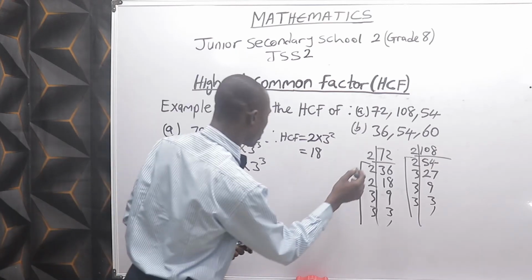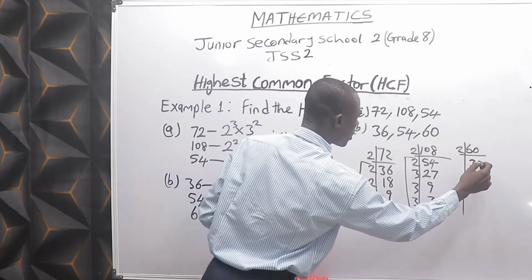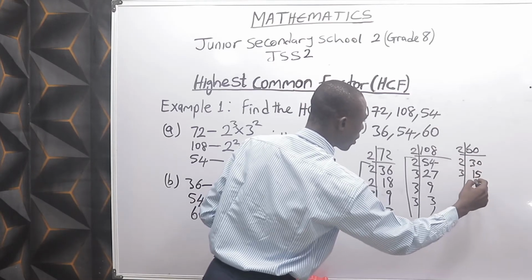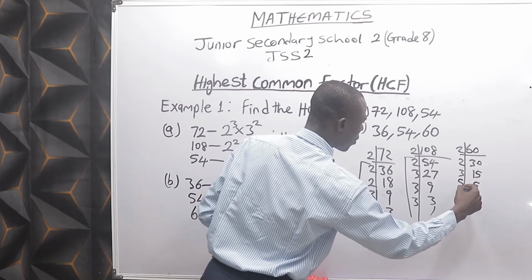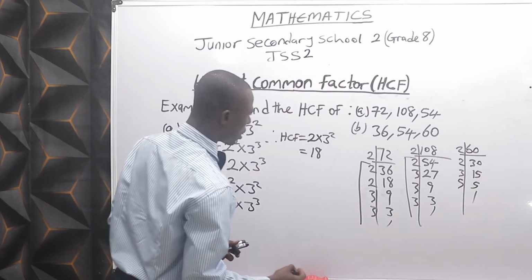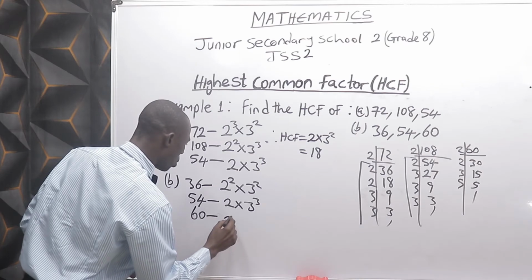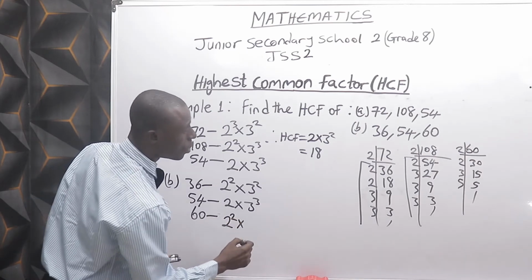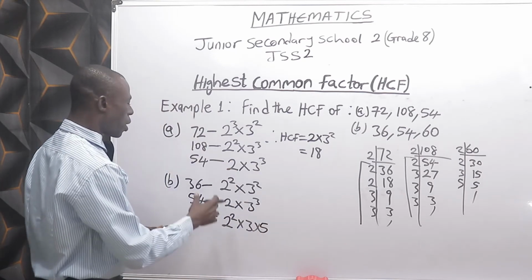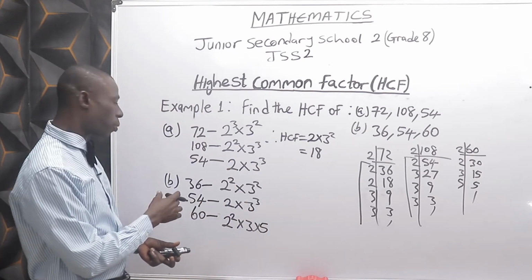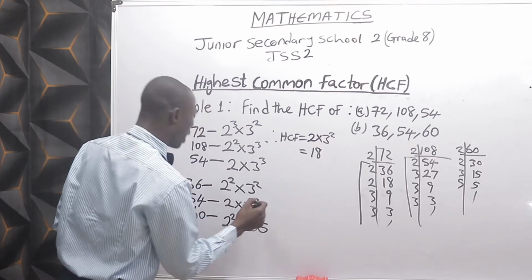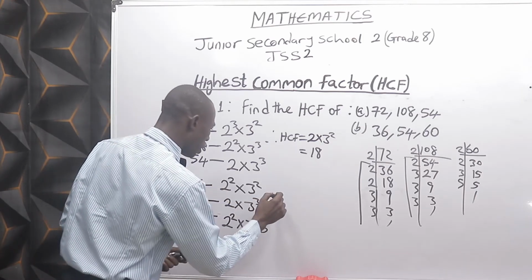60, let's do it. 2 here is 30. 2, 15. 3 is 5. 5 is 1. Is that correct? Yes, that's correct. That is 2 raised to power 2 times 3 times 5. This is the product of prime factors approach to finding the HCF.